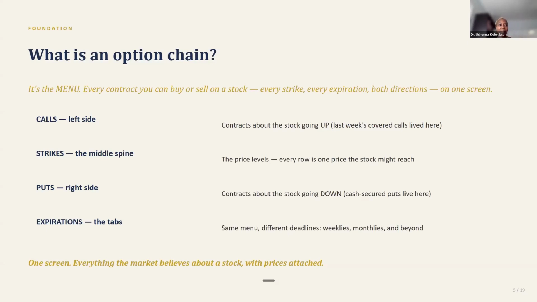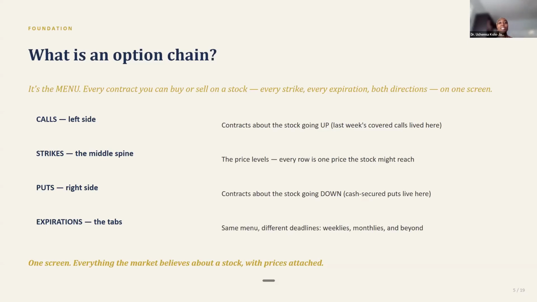So, what is an option chain? It's the menu. Every contract you can buy or sell on a stock, every strike, expiration date, both directions, it's all on one screen. You have the calls on the left side. That's what you want to buy when you think the market's going to go up. You have the puts on the right side. That's what you buy when you think the market's going to go down. Or you could be a seller of calls and a seller of puts. Just remember, calls are on the left side, puts are on the right side of the option chain.